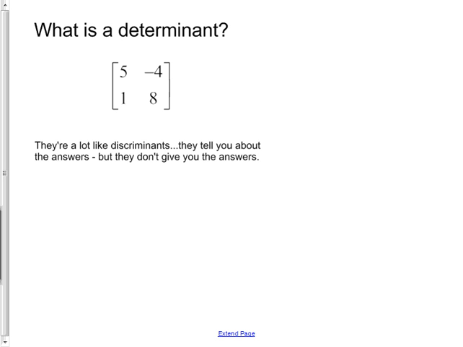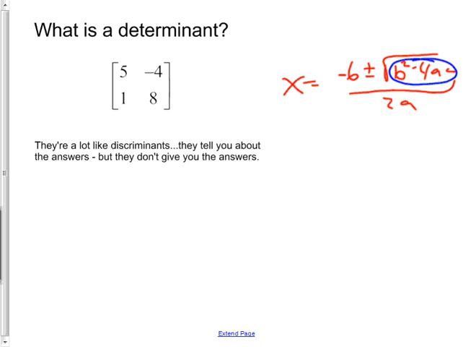Do you remember x equals negative b plus or minus square root b squared minus 4ac all over 2a? Do you remember that this part right here could tell us whether or not this was going to fail? Because if it was negative, it would crash the thing. If it was 0, there'd only be one answer. So it told us about it, but it didn't actually give us the answer. So the same idea with this. A determinant tells us whether or not this matrix is going to play nice or not. All right? They tell you about the answer.